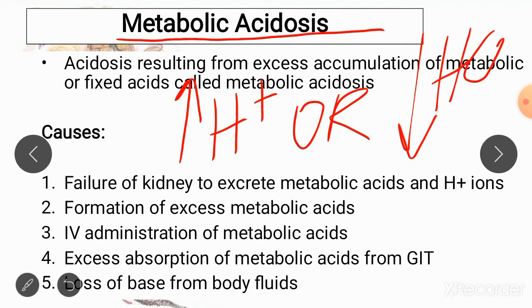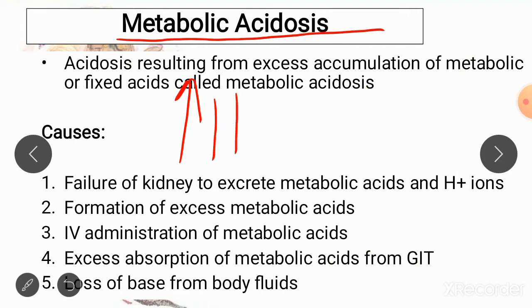So the conditions in which your hydrogen ions are increased include kidney failure, or when you have excess metabolic acids being formed in your body, or when you ingest an acid, or you are administered an acid through the intravenous route, or when too much acid is being absorbed from your gut, or when bases are being lost from your body. A very important example of bases being lost from your body is diarrhea. Do you know, when you have diarrhea, a lot of bicarb is lost from your GIT, and this loss of bicarb in the form of loose stools leads to metabolic acidosis.